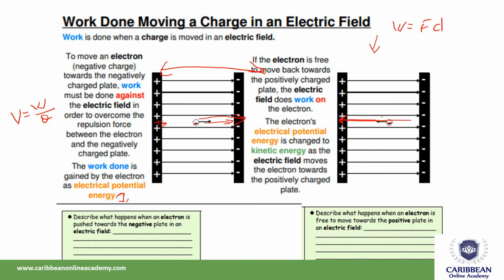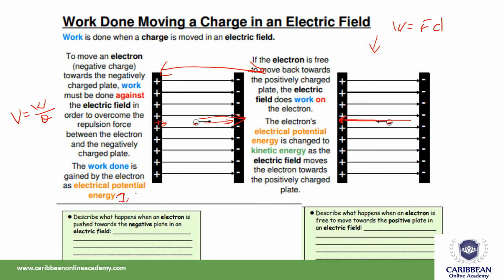All right? You can answer those questions at the bottom that say: describe what happens when an electron is pushed towards the negatively charged plate in an electric field. It's similar to what we have just said a while ago, but if you want to go ahead and write that, describe what is happening there, that would be a wonderful thing to do. In most cases, with these scenarios, you'll have to explain what is happening as negative goes towards the negative plate and all of that, all right? What is doing the work?